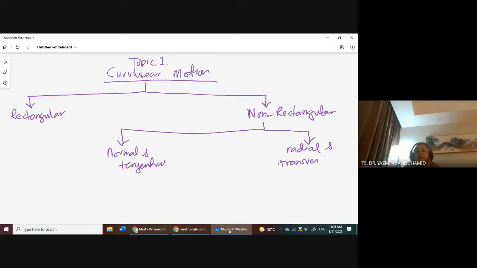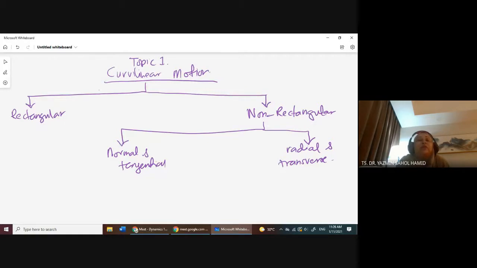transverse. Okay, all right, so basically when you get a topic related to curvilinear motion, you have to identify, is this a rectangular coordinate system problem or is this a non-rectangular? And then if it's a non-rectangular, are you going to solve it using normal and tangential or radial and transverse? So that's it. For curvilinear motion, you have to decide.